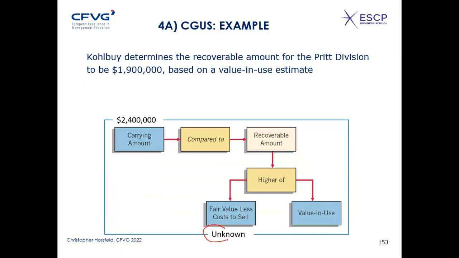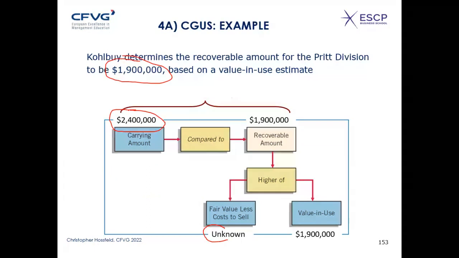Assume we don't know what the selling price is, and we calculate the value in use, with forecasted cash flows and so on, of 1.9 million. Well, the 1.9 million will be our recoverable amount. Since the book value of my cash generating unit is 2.4 million, that means here I have an impairment loss of 500,000.